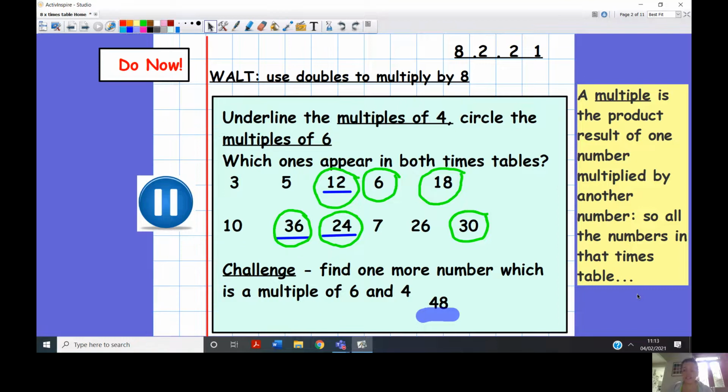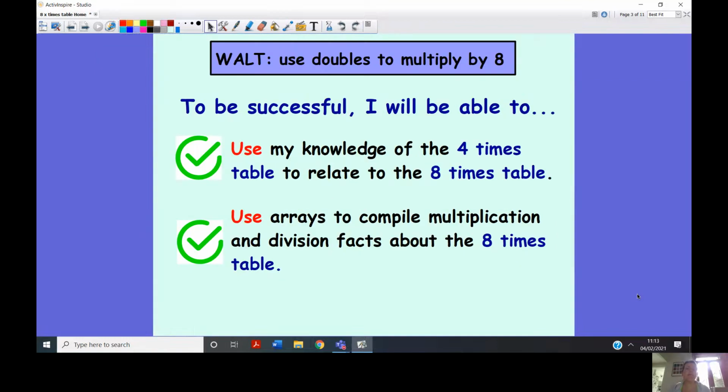So let's look at our steps to success. Today we're going to be using doubles to multiply by 8. We're going to be using a lot of the same strategies as we used in our lesson when we were looking at doubles to multiply by 6, but we're going to be applying them for our 8 times table. We're going to use our knowledge today of the 4 times table to relate it to the 8 times table. We're going to use arrays again to compile multiplication and division facts about the 8 times table.